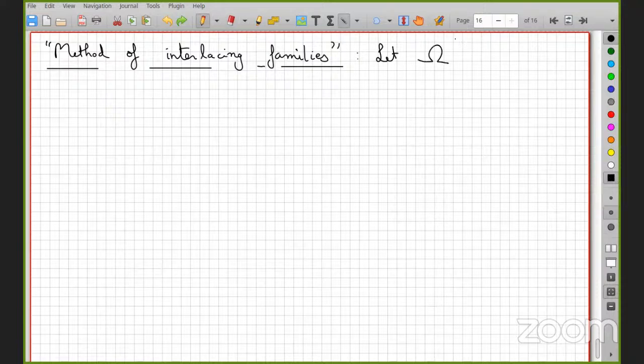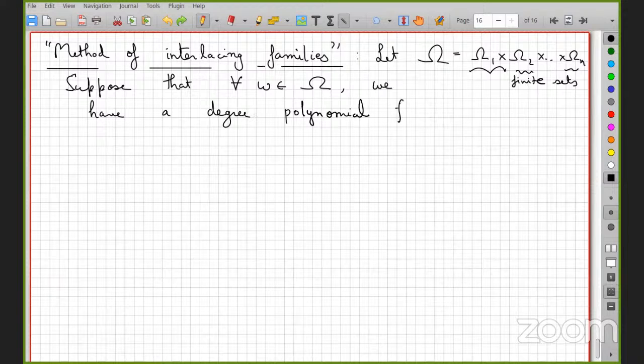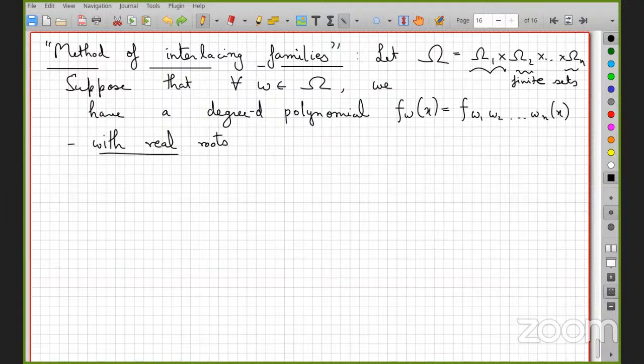Let us say that our sample space is omega 1 cross omega 2 cross omega n, right? And suppose these are all finite sets. Suppose that for every omega in omega, we have a degree d univariate polynomial, which I'll just call f omega of x, which you can also write as f omega 1, omega 2, until omega n of x, with real roots and positive leading coefficient.